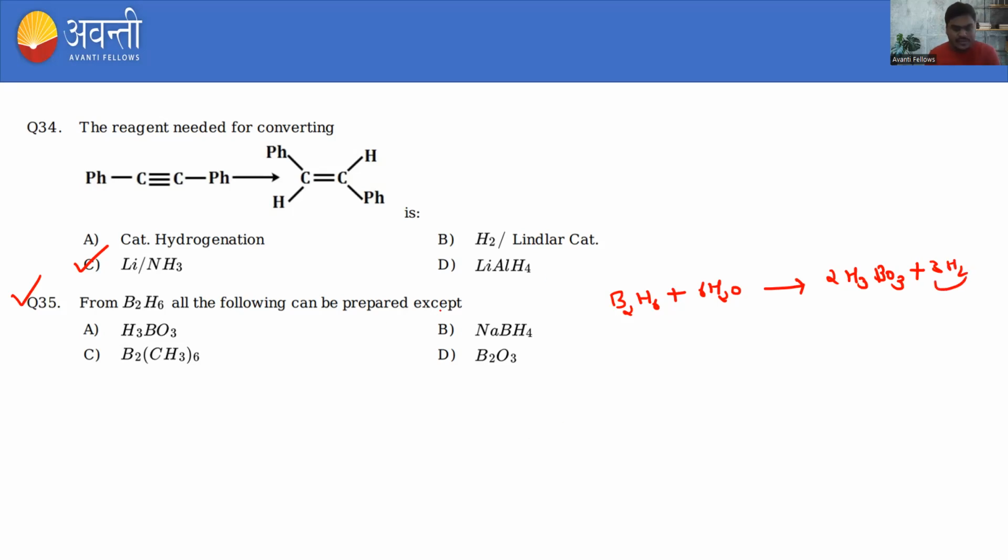Again, we know that when B2S6 is treated, B2O3 is also formed. This will also form, and sodium borohydride also forms. So which of the following cannot be prepared by this method? This one. So only this one, that is C. So option C is the correct answer for this question.